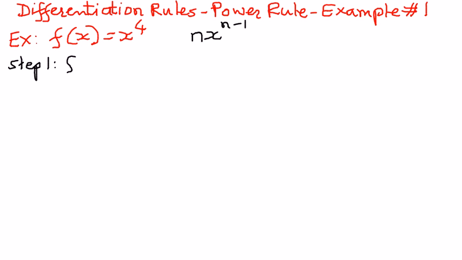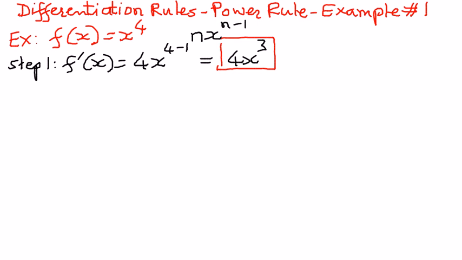So in here, the first derivative is going to be equal to, n here is 4, so therefore 4x to the power of 4 minus 1. So we can simplify this as 4x to the power of 3. So that is our answer. So the derivative of x to the power of 4 is going to be equal to 4x to the power of 3. So let's look at another example.